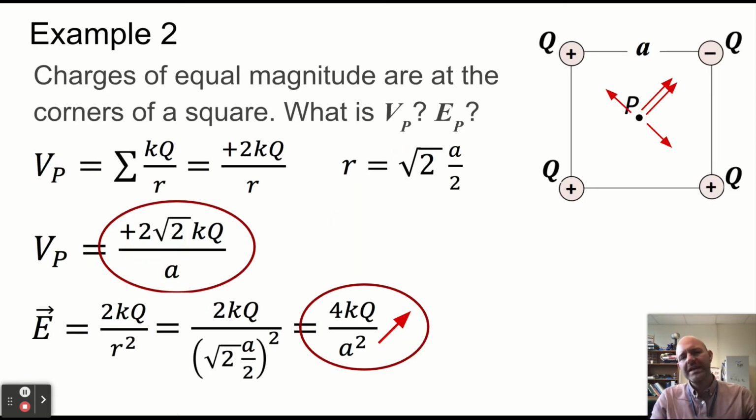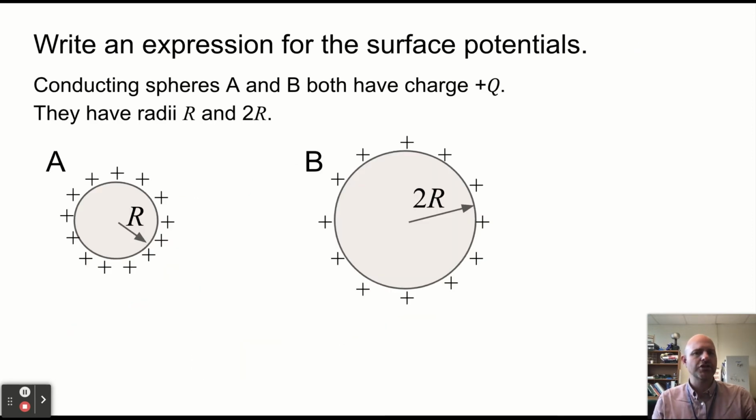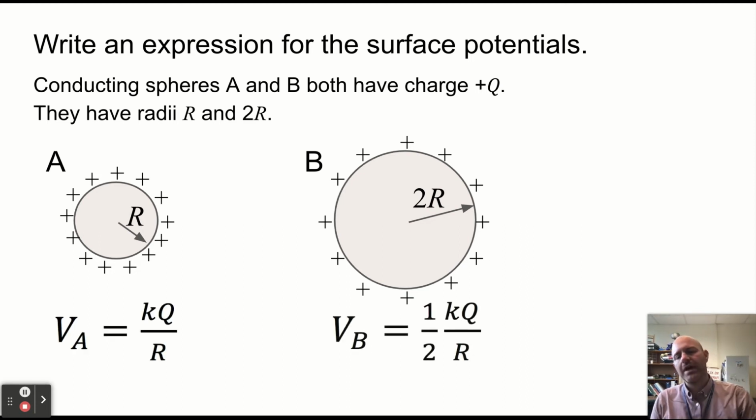So this basic thing, the work with point charges and shells, can allow us to do some more interesting things. We've got two charged objects, A and B. They both have the same positive Q on them, but they have different radii. And so if we want to know the potential at the surface, it's KQ over R or KQ over 2R. So twice the radius with the same amount of charge has half the potential at the surface, which hopefully makes some sense.